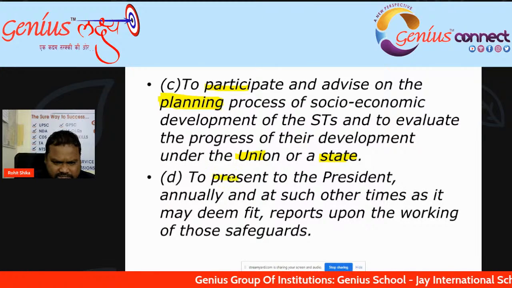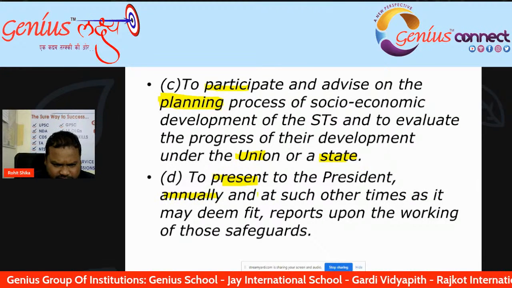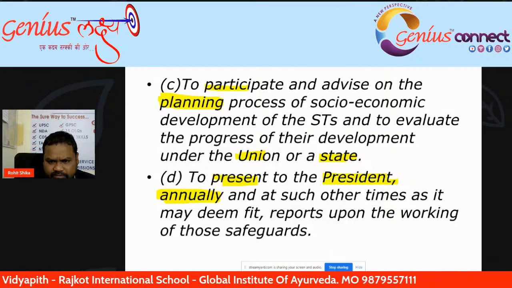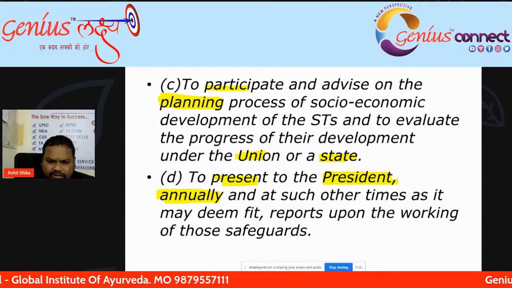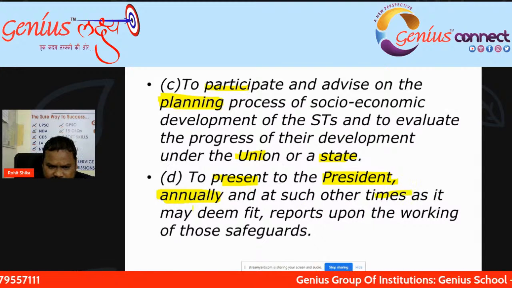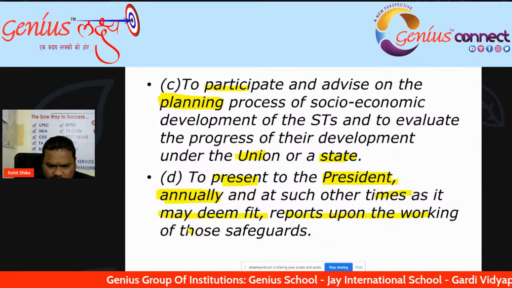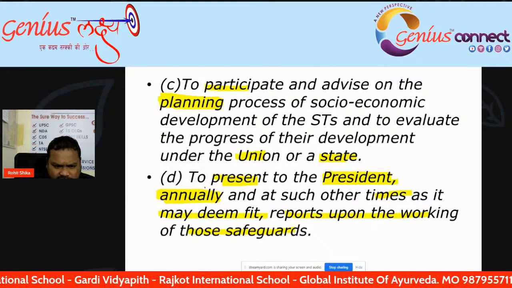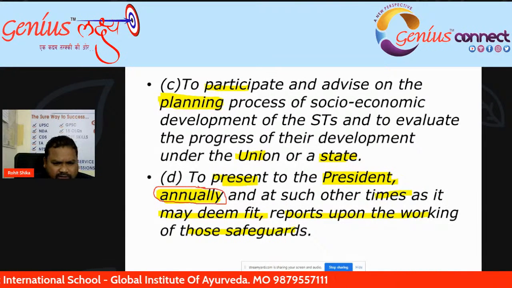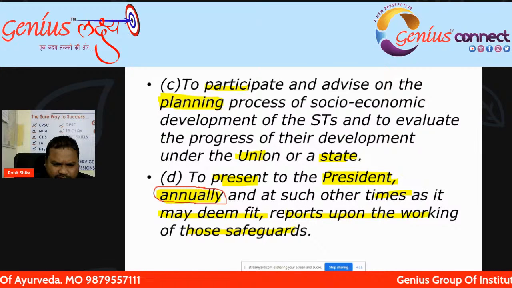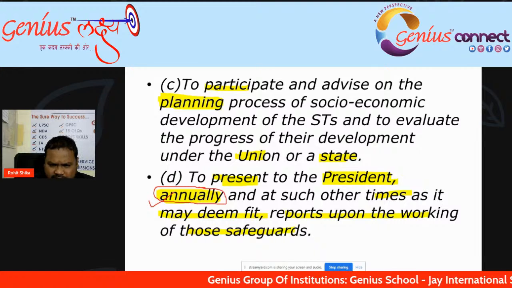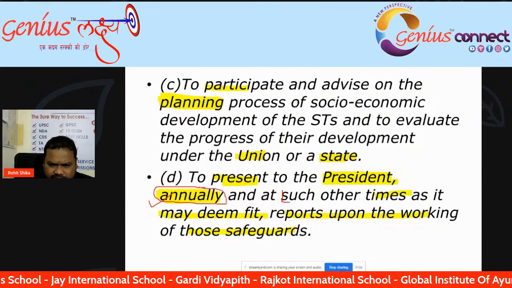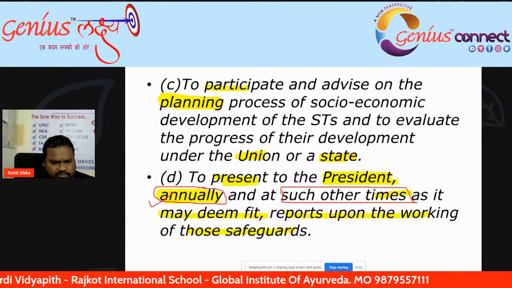Also, the commission is there to present a report every year to the President of India, and at such other times as it may deem fit, report upon the working of those safeguards. Here we understand two things. One, the commission presents the report every year, or if the commission wants to report anytime, then it can do so.